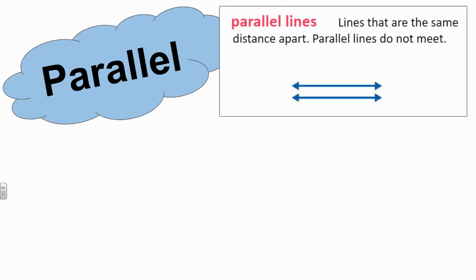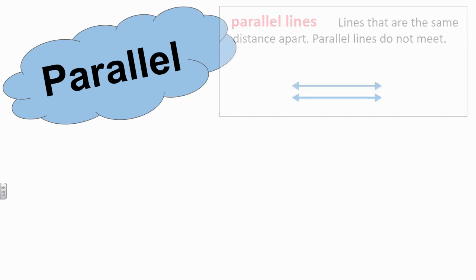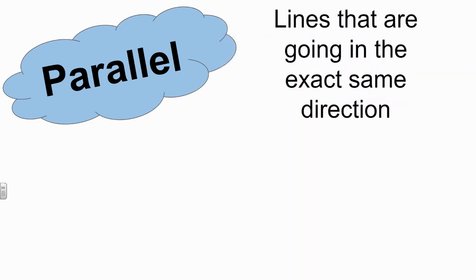All right, let's talk about the word parallel. I'm going to give you the official definition. Parallel lines are lines that are the same distance apart anywhere you look. And parallel lines do not meet, nor would they ever meet if they were extended forever. Now, I think that definition is a little bit confusing. So I kind of go with the definition that makes sense to me, and that parallel lines are lines that are going in the exact same direction.